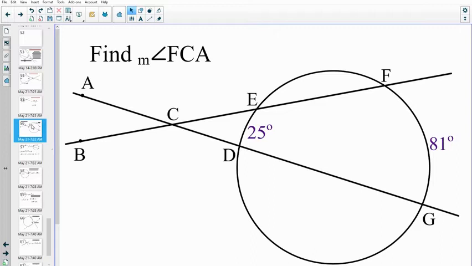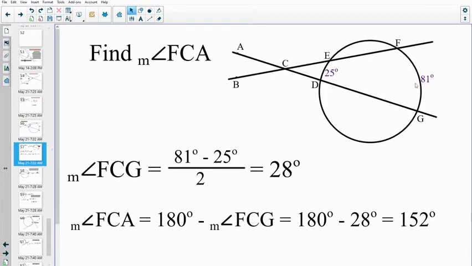Just like on Friday, we'll see some different types of questions, but they're all going to look pretty much the same as that. Find the measure of angle FCA. FCA, ooh, that's this angle up here. I don't have a formula for this angle, so we're going to find this one first. Find the angle down here that has these as the intercepted arcs. And once I've got the measure of angle FCD or FCG, I'll just do 180 minus that.